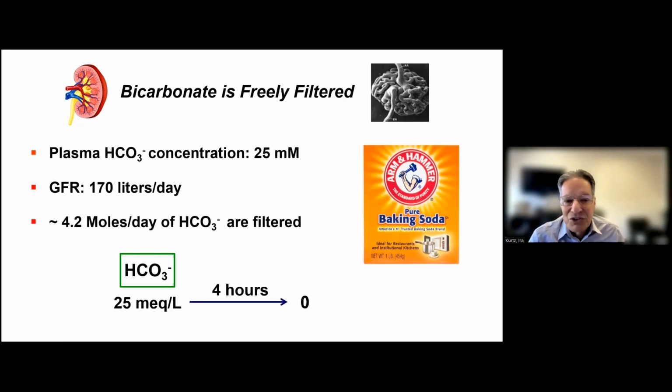So knowing that there's no bicarbonate in the urine and knowing you're filtering about 4.2 moles a day tells you, without knowing any renal physiology, that somewhere in the nephron, bicarbonate must be absorbed back into the blood.